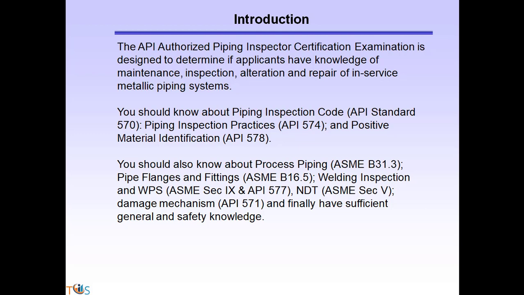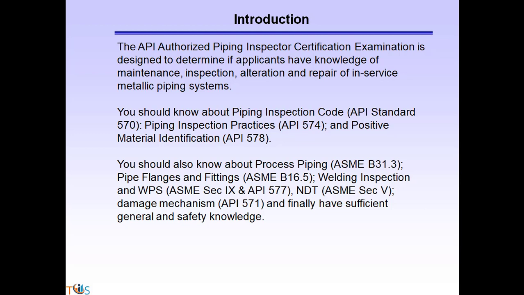The API Authorized Piping Inspector certification exam is designed to determine if applicants have knowledge of maintenance, inspection, alteration, and repair of in-service metallic piping systems. You should know about Piping Inspection Code 570, Piping Inspection Practices 574, and Positive Material Identification 578.